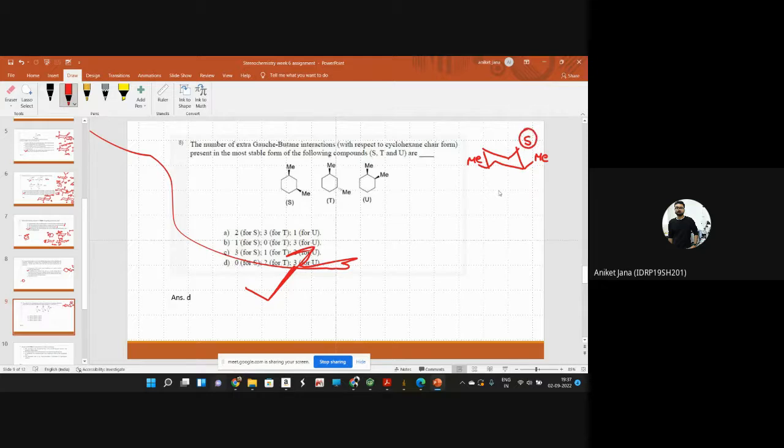So tell me how many gauche butane interactions are there? The methyl groups are far apart from each other. Is there any gauche butane interaction? With respect to cyclohexane, we have to state the extra gauche butane interaction for the structure. So how many interactions are there? Zero, exactly. So it has 0 gauche butane interactions in case of the S. So let's draw the structure of the T.